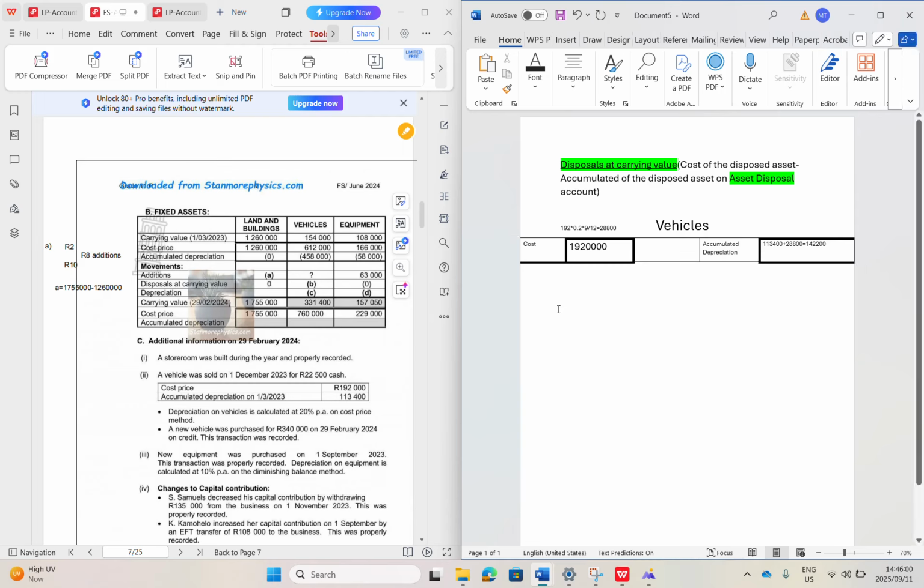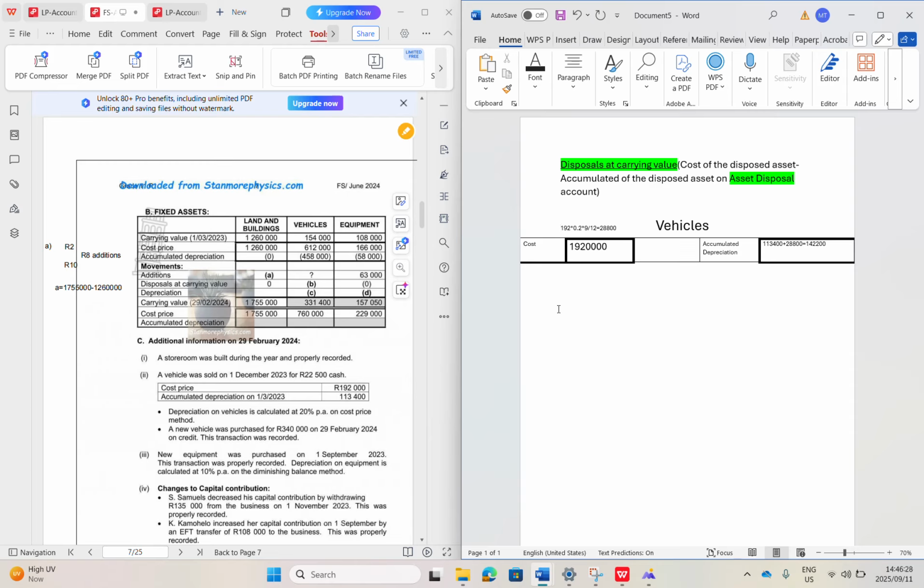Remember, now we are done with depreciation. How do you calculate letter B? What is letter B? Disposals at carrying value. You need two things. You need the cost. Write it down. For disposals at carrying value, you need the cost and the depreciation up to the date of sale. The complete, accumulated depreciation.